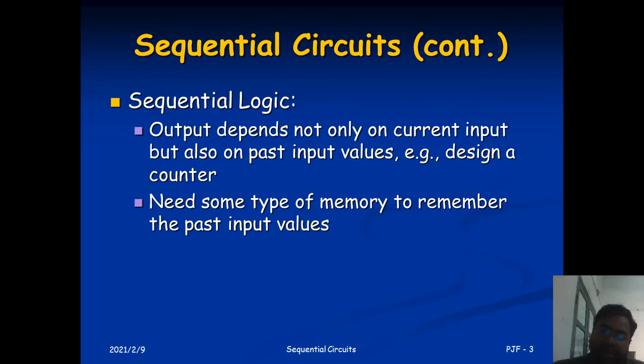So in sequential logic, the output depends on the current input, but also on the past input, which does not exist in the case of the combinational circuit. In that, the output depends only on the present input. So in this you can see that the output depends on the current input as well as the past output. For remembering the past output, you need a memory device.